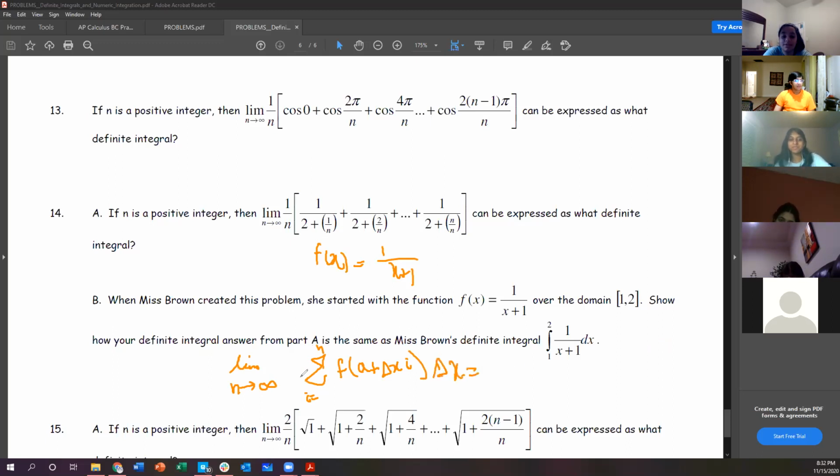That means this is the limit as n approaches infinity of this sum. I know delta x is still 1 over n. That's not going to change. Delta x is not going to change. It's still 1 over n.